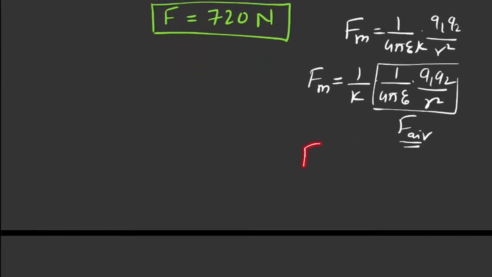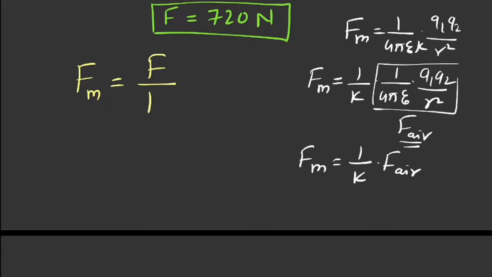Now what does it become? Force between the two charges in medium is equal to 1 divided by k into force between the two charges in air, isn't it? So already we calculated the force between the charges in air. Now what are we supposed to do here? Force between the two charges in medium is equal to force between the two charges in air divided by k, as you can see according to this formula, isn't it? So that's what we are supposed to do here.